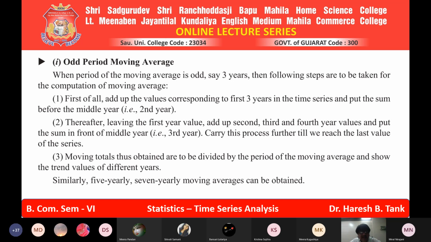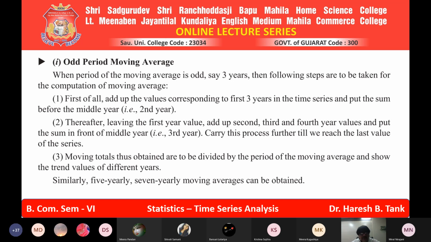Odd period moving average: there are steps to be followed. This is a theoretical part as such, but you will understand it better only if you make an example or try to solve the example. What is to be done? Let us suppose a data set is given to you which is of 10 years, and a variable which is moving in terms of time. It can be sales, profit, national income, whatever it is. So one variable is time and the other variable is dependent on time.